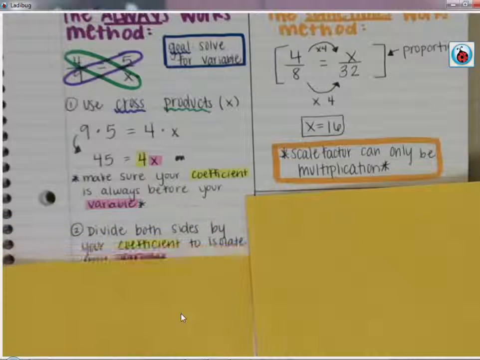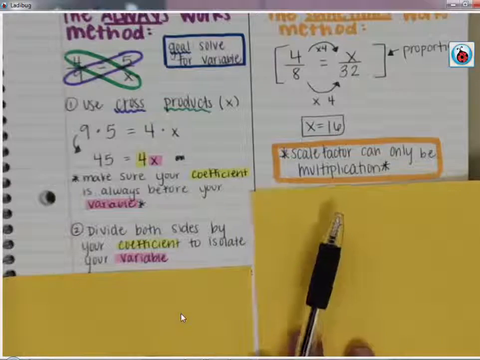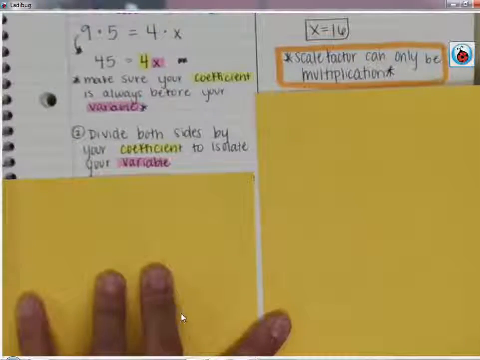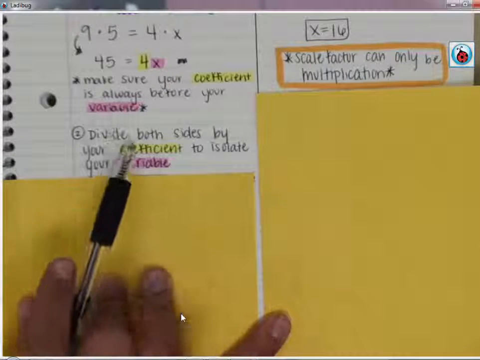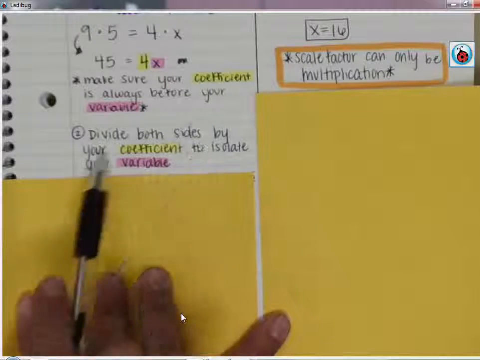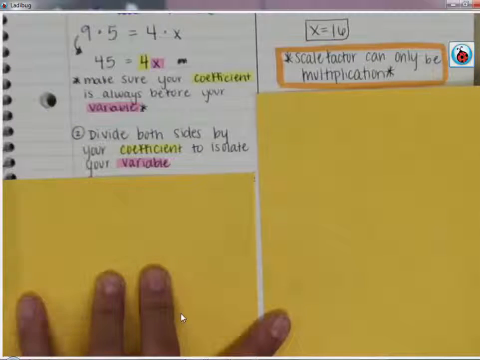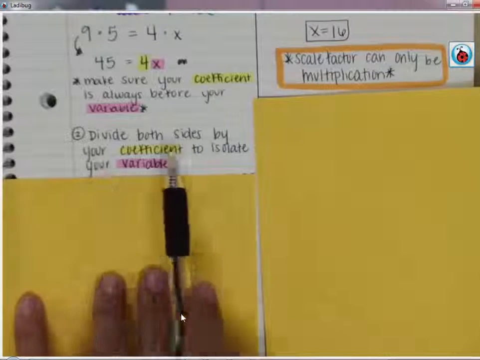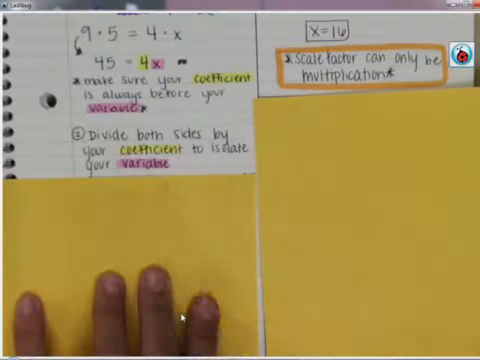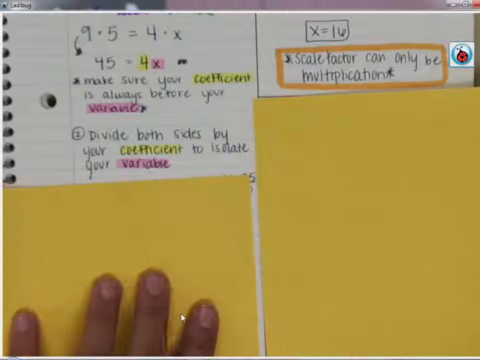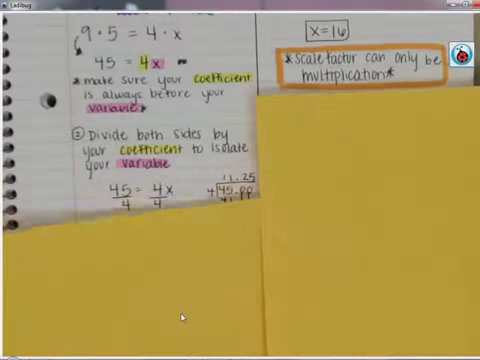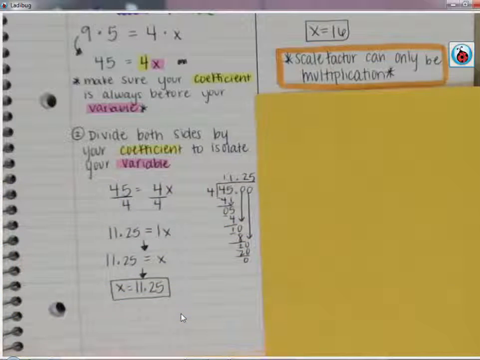Alrighty, our goal is still to find out what x represents. So our second step is to divide both of our sides by our coefficient to isolate your variable. The amount of times you're going to hear Miss Gizzy and me say this year is going to annoy you so much. But divide both sides by your coefficient to isolate your variable. What does this look like? I'm just going to show you the rest of it.